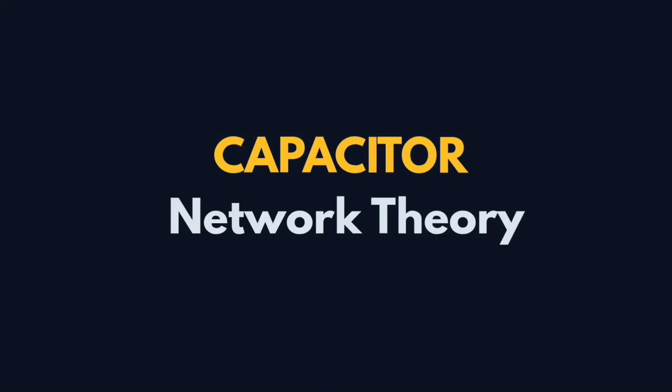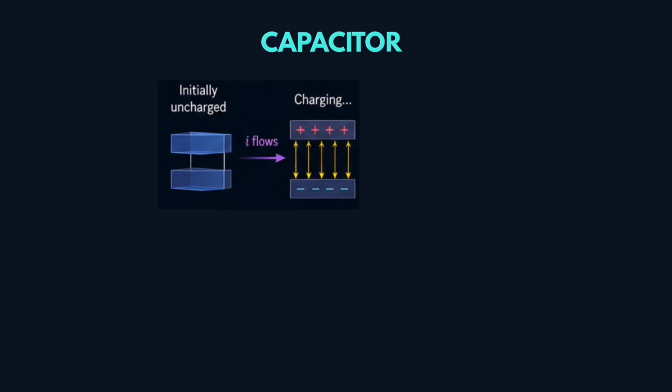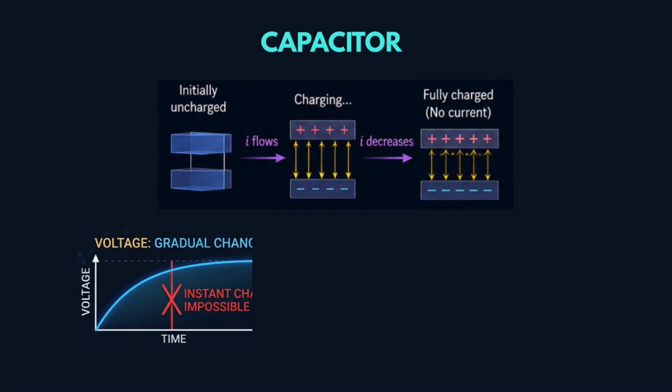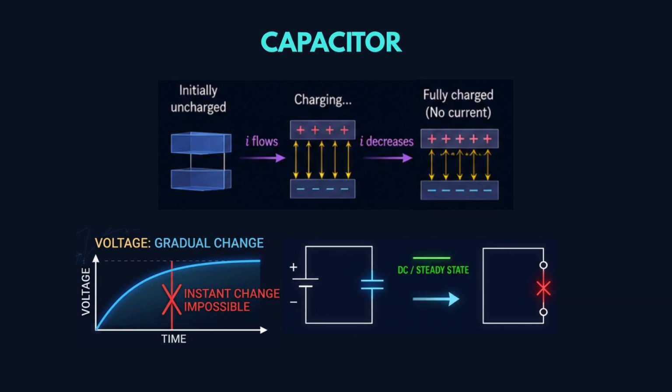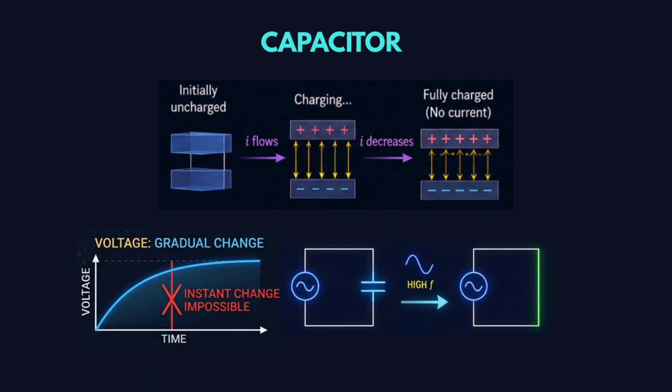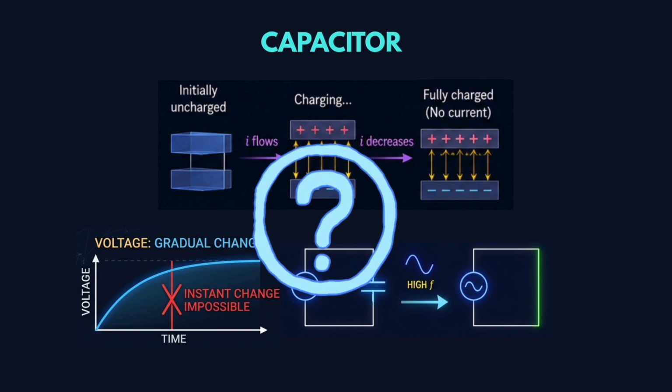Hello everyone, welcome back. Why does a capacitor allow current at one time and completely stop it after some time? Why does its voltage never change instantly? Why does it behave like an open circuit in DC but almost like a short circuit at a very high frequency? The answer is hidden in how a capacitor stores energy.